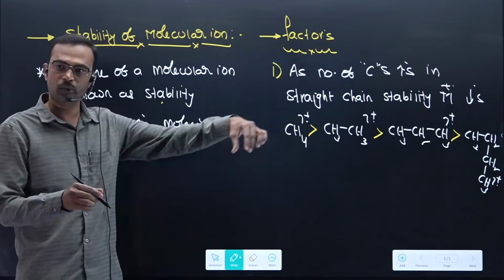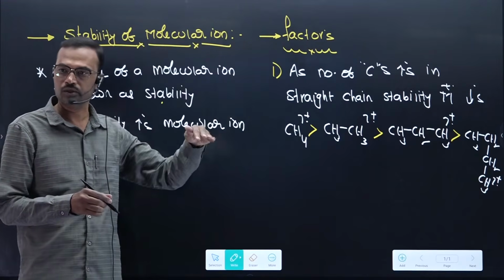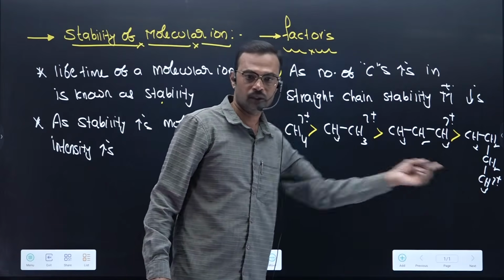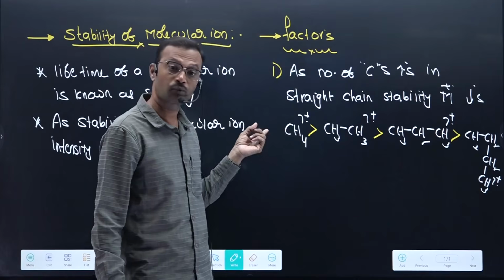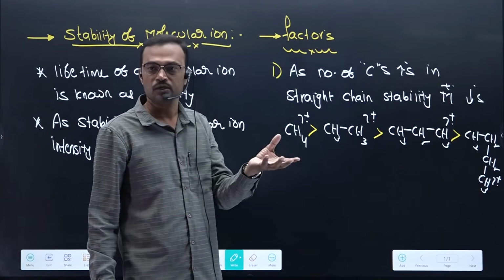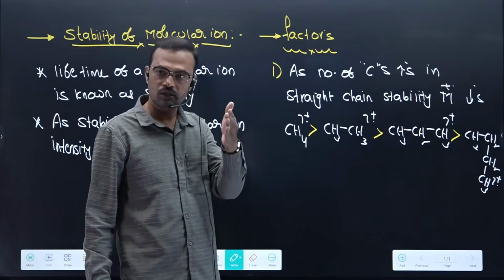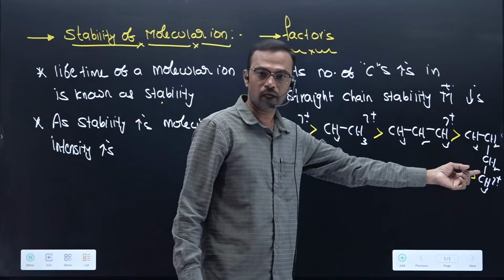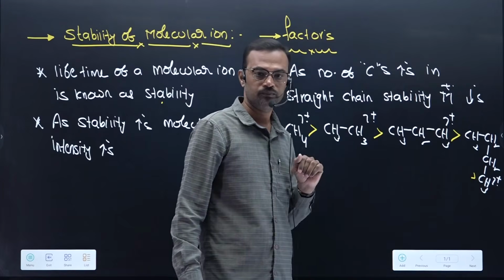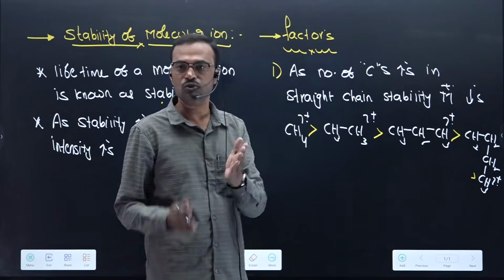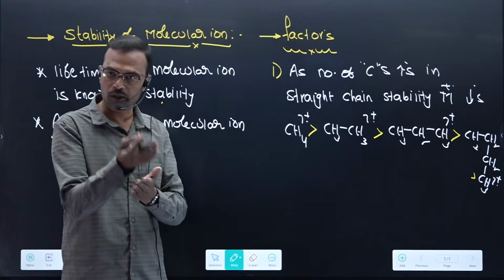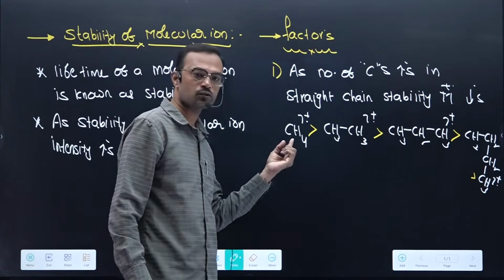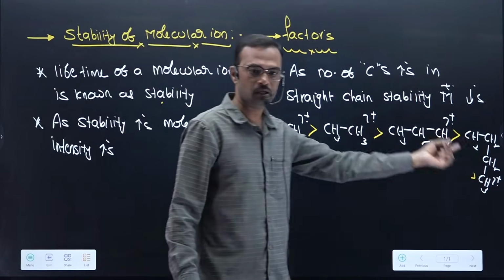As the number of carbons keeps increasing, stability decreases. This molecular ion's lifetime is very low, and this one's lifetime is very high. If lifetime increases, fragmentation decreases. Where the lifetime is very low, they undergo very fast fragmentation. Remember, first our target is to generate the molecular ion, and after generating it, think about stability. If it is highly stable, there is less fragmentation; if it is unstable, there is more fragmentation.